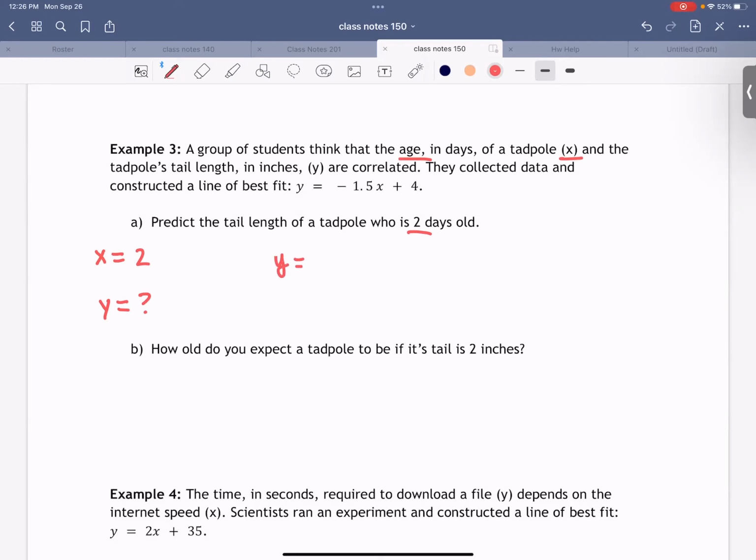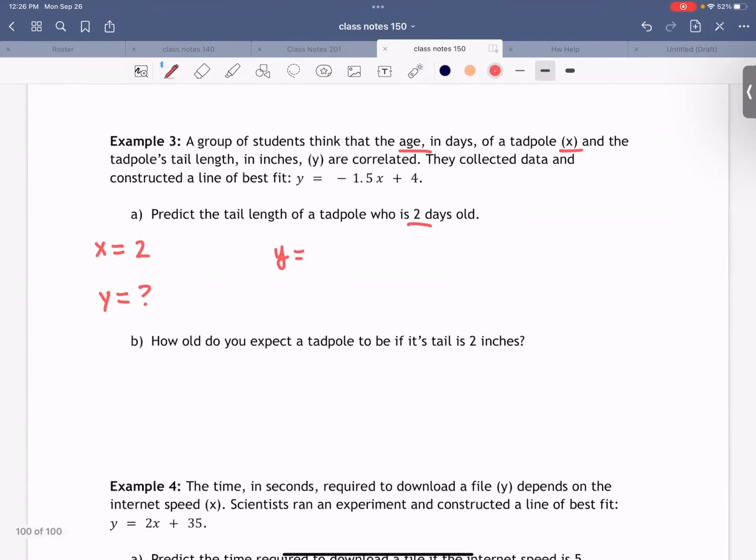Okay, so I have my equation. Let's just plug in 2 for X. So we have -1.5 times 2 plus 4. My best advice is to do the multiplication in your calculator first and then add the 4. So I'm going to do the multiplication first and get, I think, -3. Then I'm going to write that down and add the 4. So -3 plus 4 is 1. I would think that the tail length is 1 inch here. Any questions on how I got that?